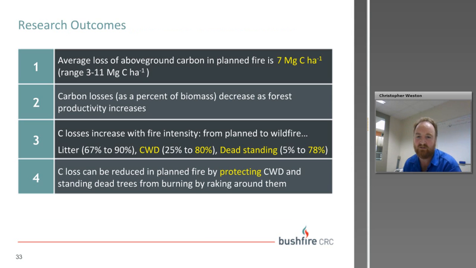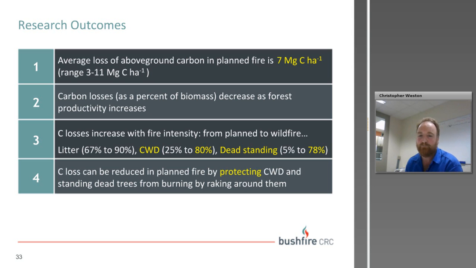Here we see that the average loss of above ground carbon from planned fire is around about 7 megagrams of carbon per hectare, equivalent to somewhere around 3 to 5% of the total carbon in the forest. You can see the range there extended from 3 to 11 megagrams of carbon per hectare.